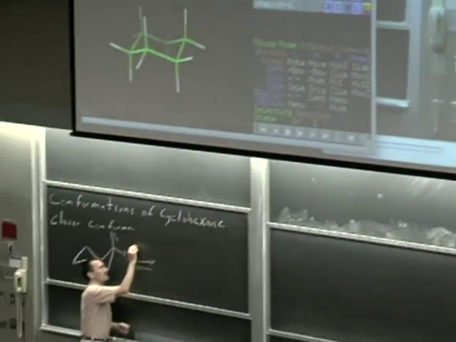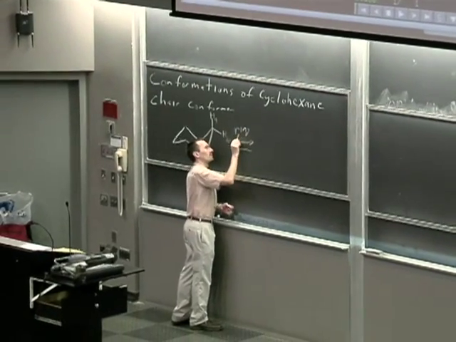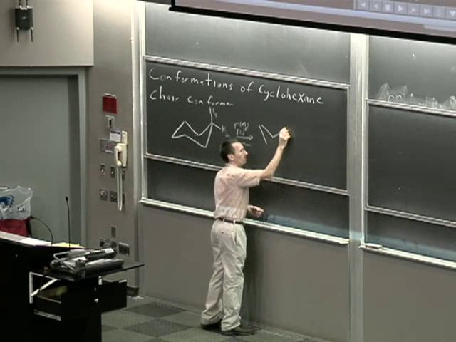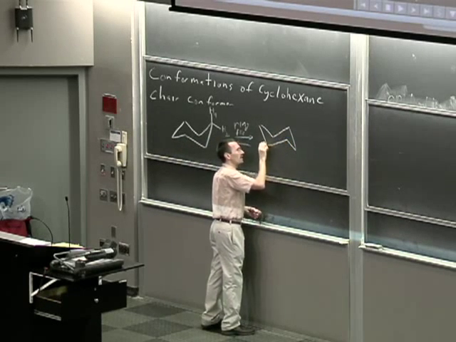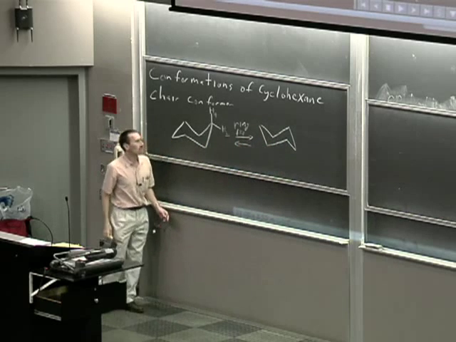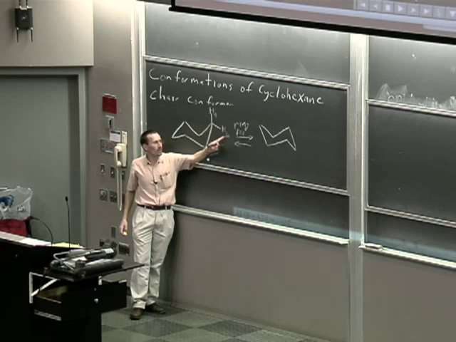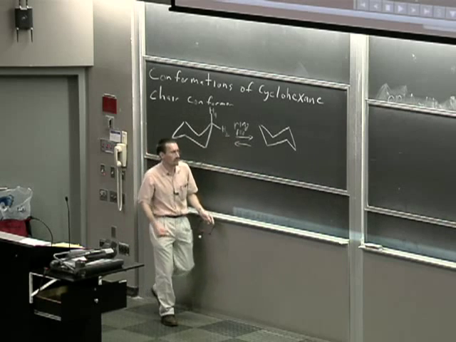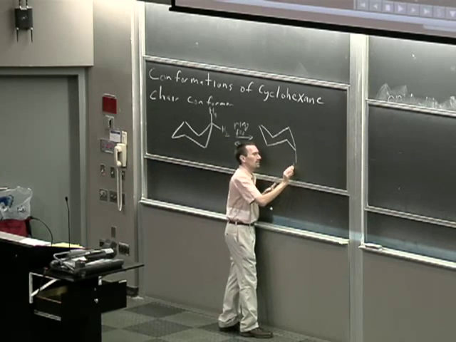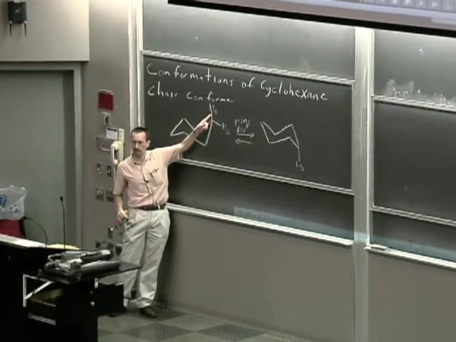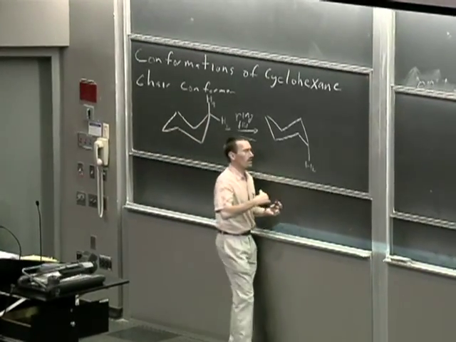We talked about the process of ring flip. This ring flip occurs millions of times per second. And in plain old unsubstituted cyclohexane, you generate a second equivalent chair conformation when it undergoes ring flip. What's important about this is that the hydrogens that were equatorial, in fact all 6 of them, now become axial. And the hydrogens that were axial become equatorial.